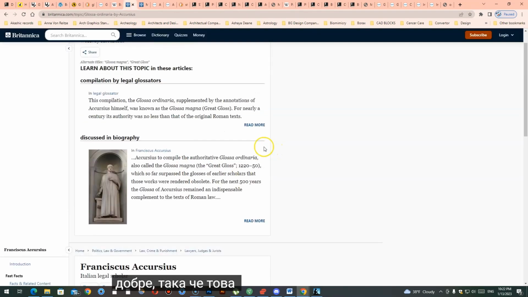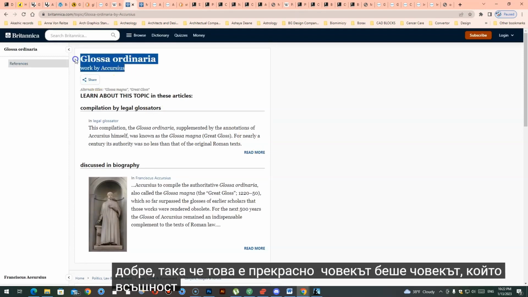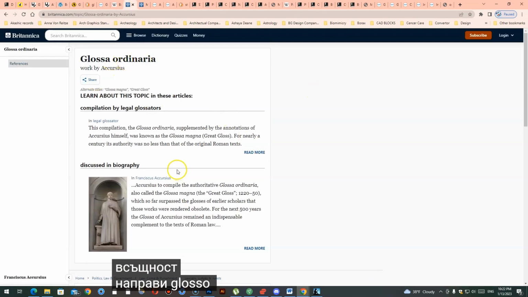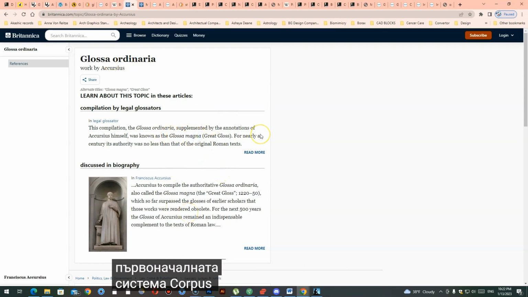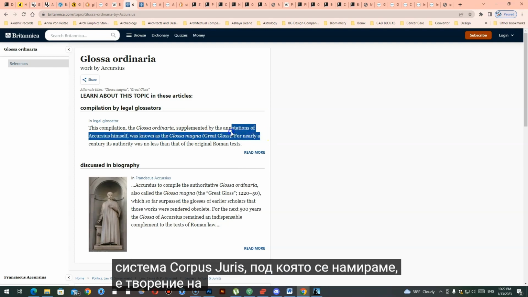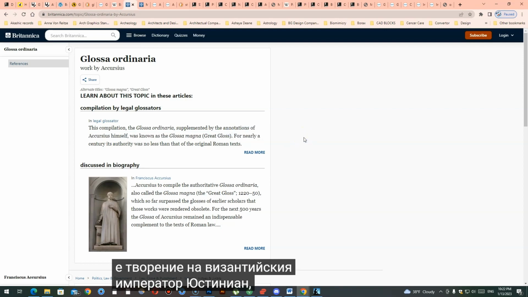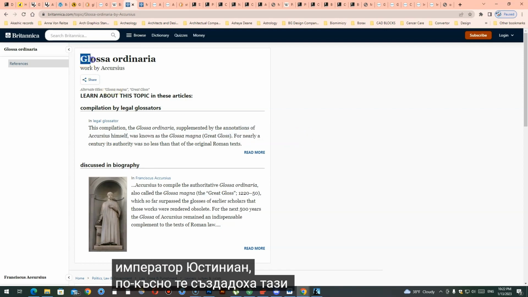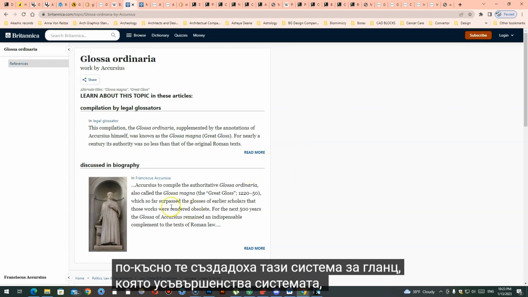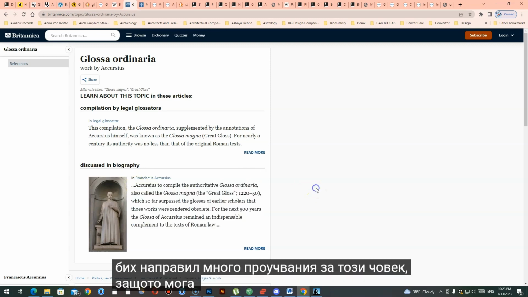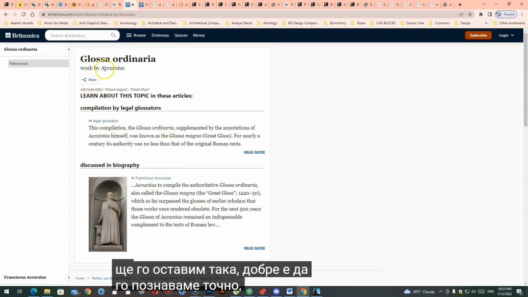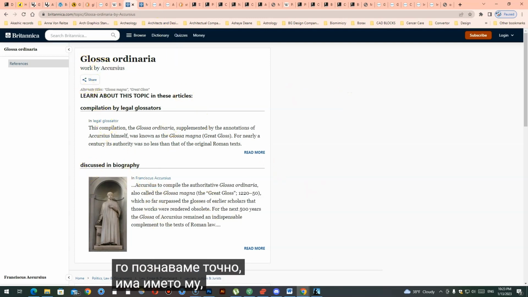Okay, so this lovely man was the guy who actually made the glossa ordinaria. He created a gloss system. The initial corpus juris system that we're under is a creation of the Byzantine Emperor Justinian. Later on, they created this gloss system that perfected the system that we're in now. I would do a lot of research on this guy because I can talk for ages about him. But we'll leave it at that. It's good to know him. Accursius. There's his name.